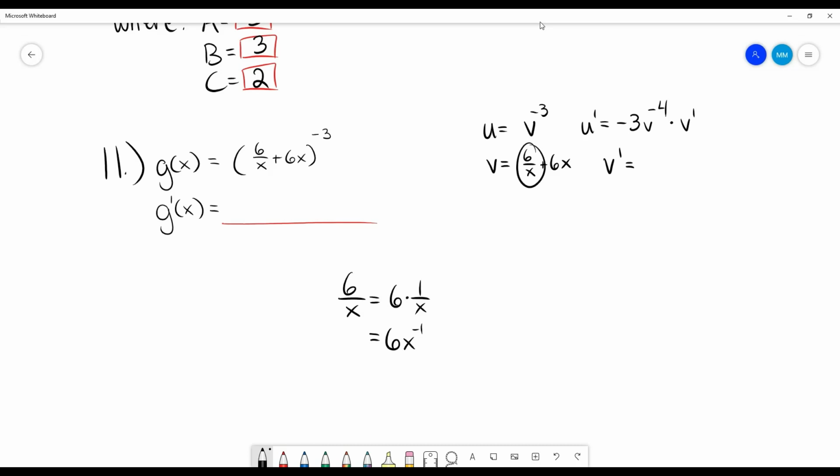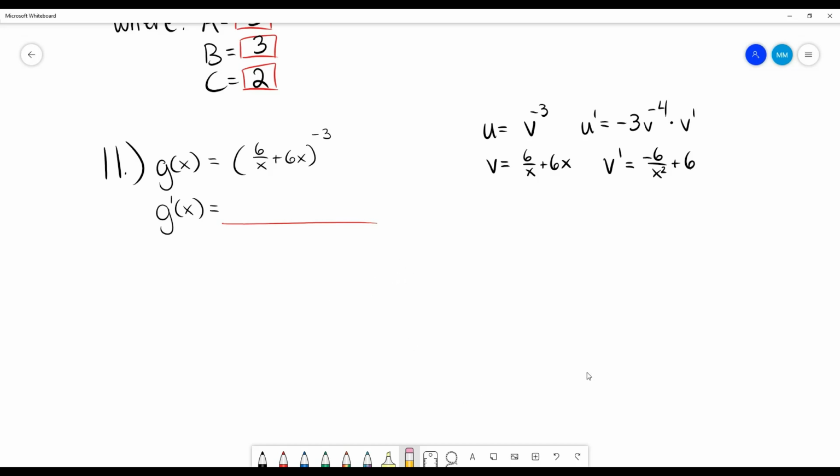So then we take the derivative of our inside. Well, if this first term is this right here, I know that using my power rule, it's going to be a negative 1 times a 6, so it's going to be a negative 6, times x, and I subtract 1 to the negative 2. I'm actually just going to rewrite that as a fraction, so I know it's a negative 6 over x squared. So negative 6 over x squared, and then the derivative of 6x is just 6.